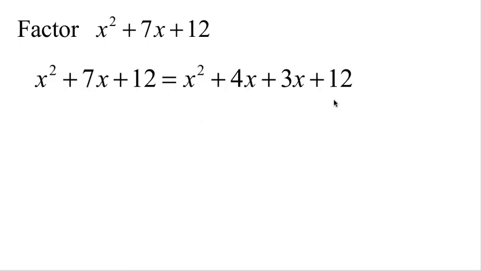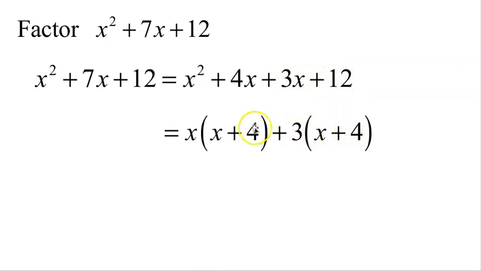Let's try 4x plus 3x. So if that's the case, we'll factor an x out of these 2. X times x plus 4. Factor a 3 out of these 2. 3 times x plus 4. And there you go. Both of the things in parentheses are the same, which enables me to factor that out. Factor out the x plus 4, and the remaining values are x plus 3. So I have successfully factored x squared plus 7x plus 12 into x plus 4 times x plus 3.